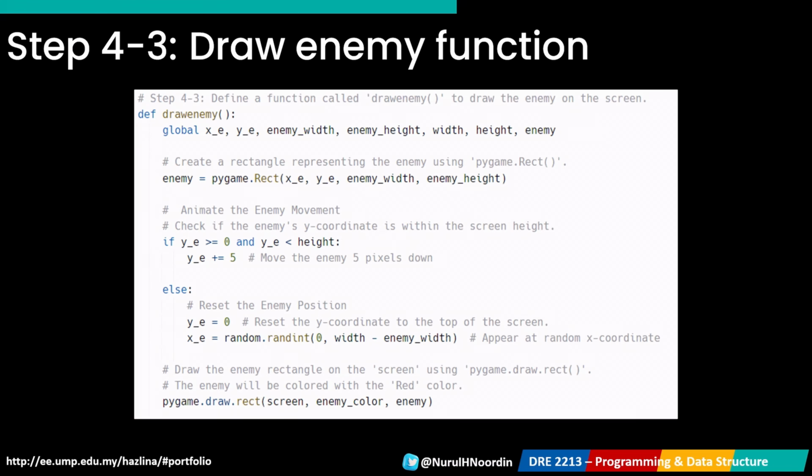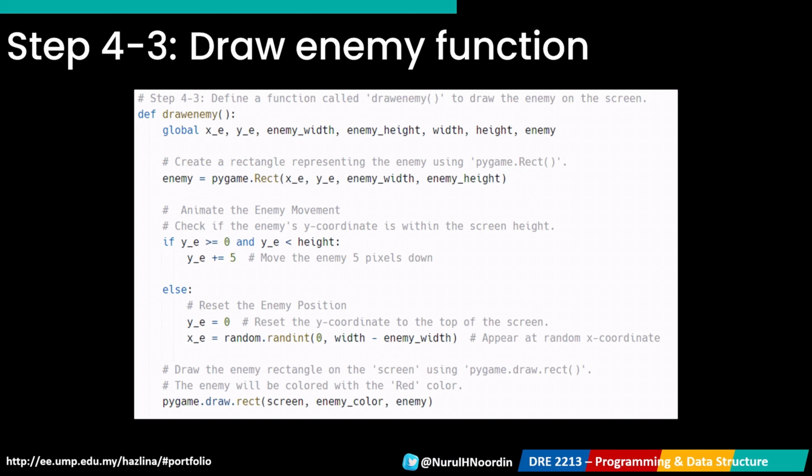Let's dive into the details of this function. First, we access global variables that we previously defined. This includes the enemy's position, dimensions, the game's width and height, and the enemy's object. We create the enemy character using pygame.Rect, a function that represents a rectangle. A rectangle serves as our enemy character.